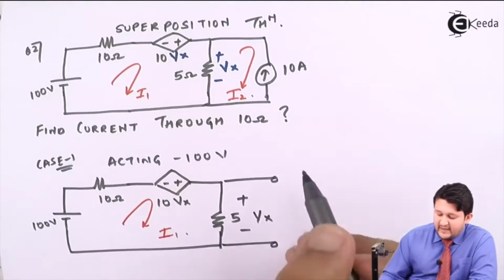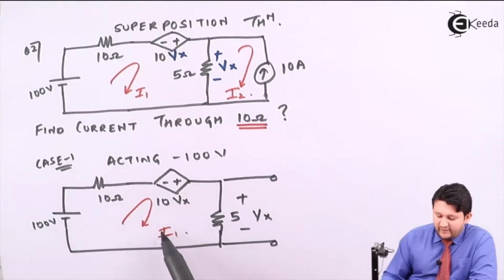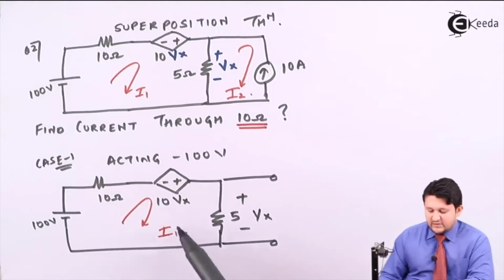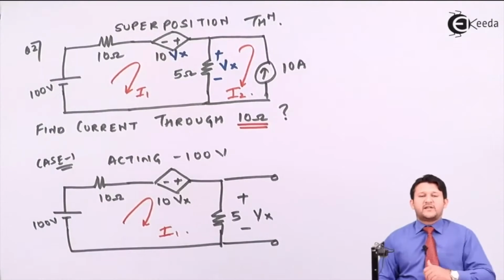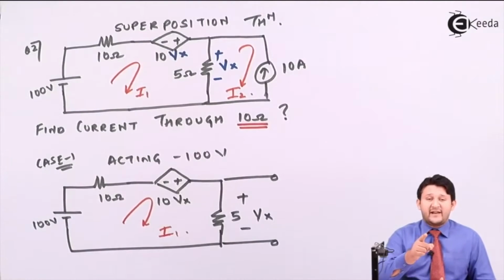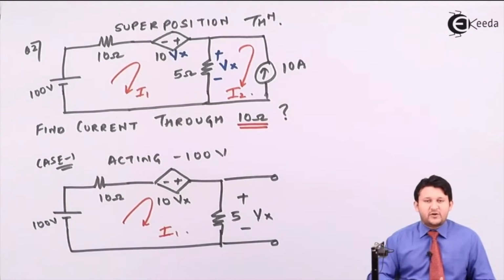So let's resolve it. Ultimately, I need to find current across 10 ohms. That means I need to find current I1. So let's solve it by using mesh or super mesh. If I need to apply mesh, I need to apply KVL. If I need to apply KVL, I need to have voltages. If I need to have voltages, the sum of all voltages should be equal to 0. Let's check it if you have 0 or not.